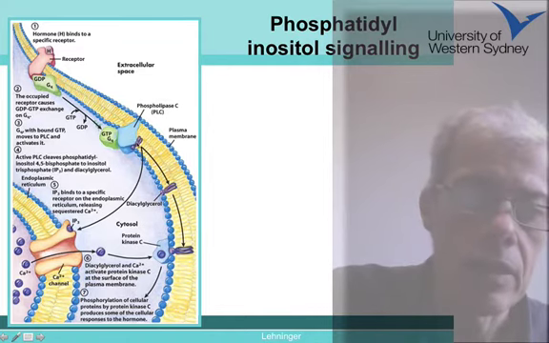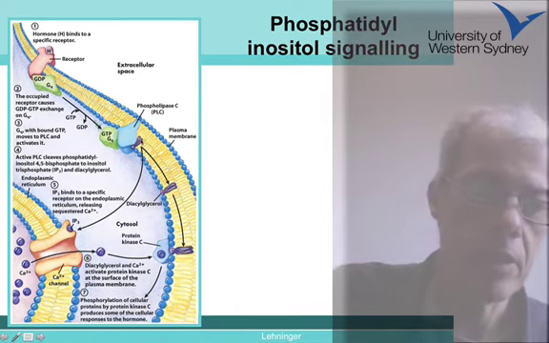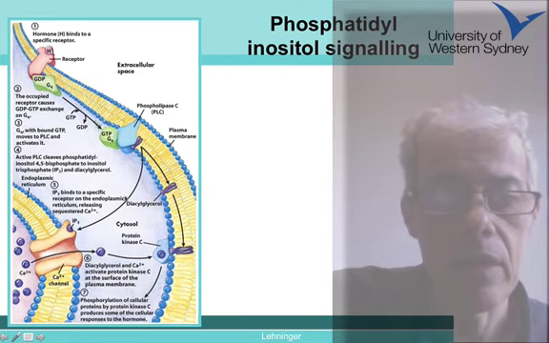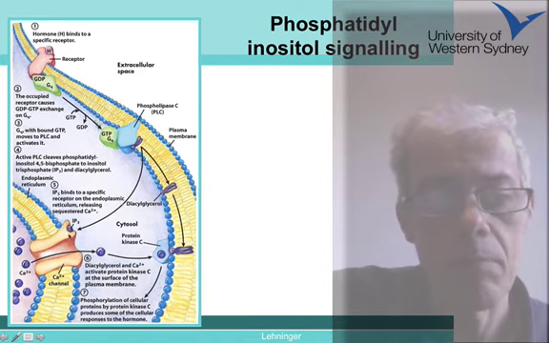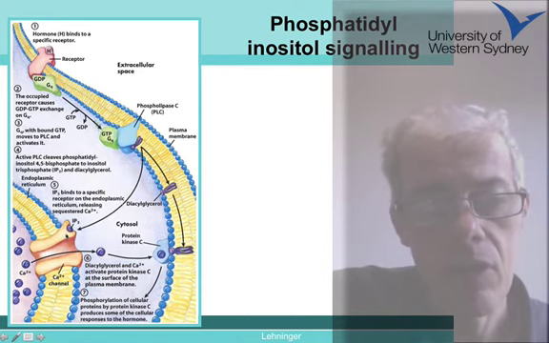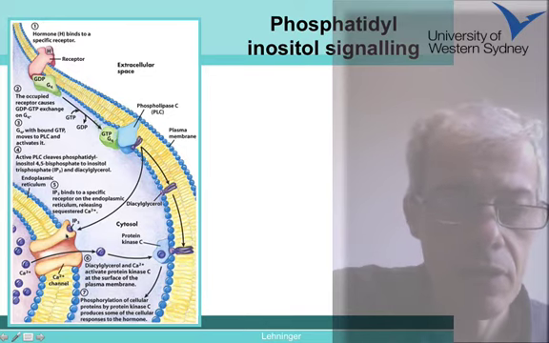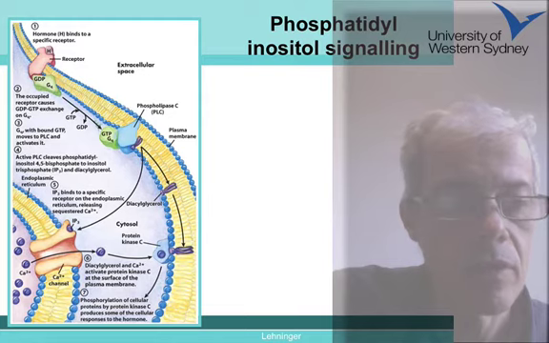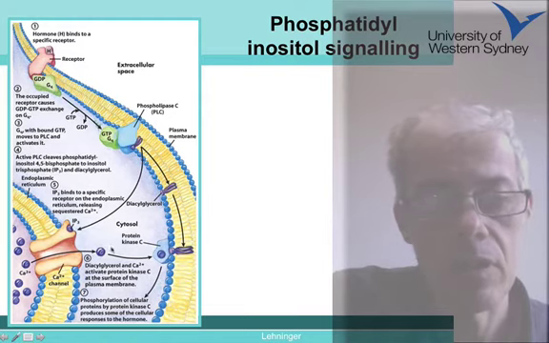Phospholipase C can cleave the phosphorylated inositol lipid, giving rise to diacylglycerol that remains in the membrane and releasing IP3 into the cytosol, where it can bind to these IP3 receptors, which are also calcium channels, allowing the release of calcium from internal stores in the endoplasmic reticulum out into the cytosol.